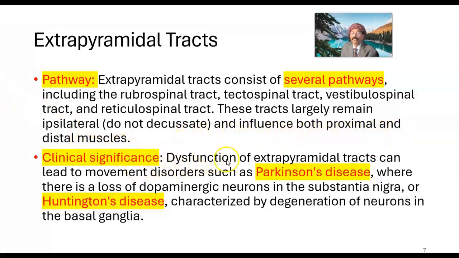Clinical significance: dysfunction of the extrapyramidal tract can lead to movement disorders such as Parkinson's disease, leading to rigidity, tremor, and poverty of movement, where there is a loss of dopaminergic neurons formed in the substantia nigra of the midbrain. Or Huntington disease, characterized by degeneration of neurons in the basal ganglia, like that of the caudate nucleus.